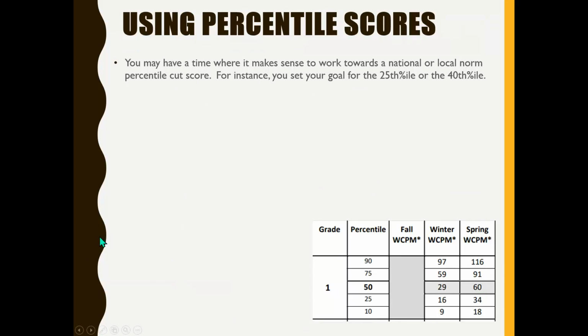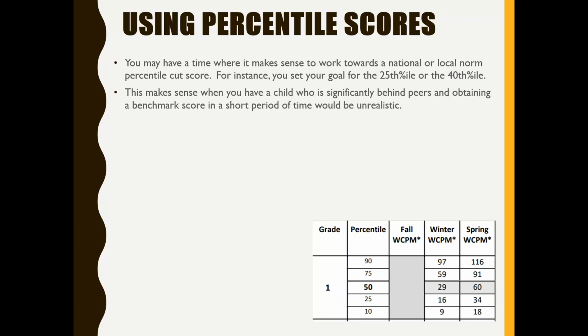Percentile scores, basically, you would want to use when you're working towards a national or local percentile score. For instance, you're going to set your goal for the 25th percentile, or the 40th percentile. This makes sense when a child is significantly behind, and obtaining a benchmark score in a short period of time would just not be realistic for where a child needs to be and how much growth would be expected.